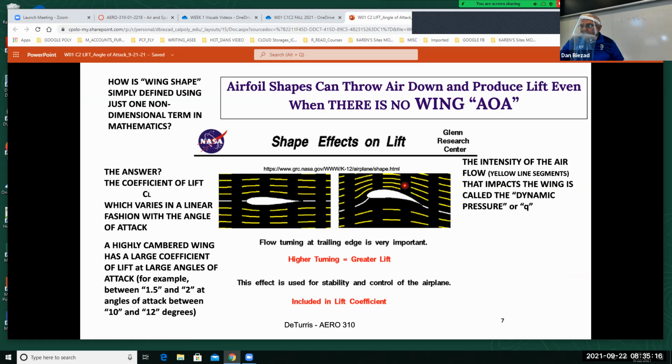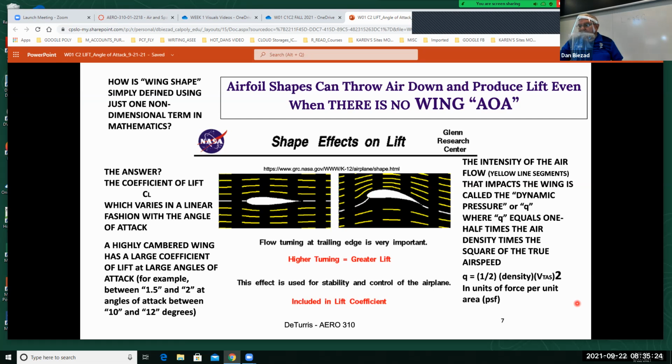And the intensity of air impacts the wing. The intensity of the air in the space is called Q, dynamic pressure. And Q has a formula: 1/2 density times airspeed squared. If you're at sea level, the density has a constant value, and the true airspeed becomes what's called equivalent airspeed. It's a pressure airspeed at sea level. We'll talk about that more next week. I just throw that out there because we're going to see there are lots of different airspeeds, and Q can be defined relative to sea level or relative to the altitude that you're at.